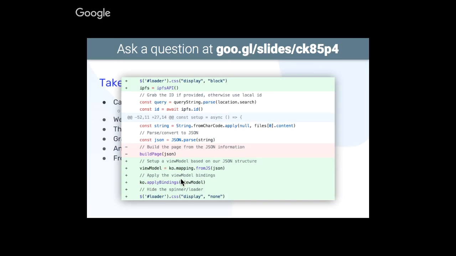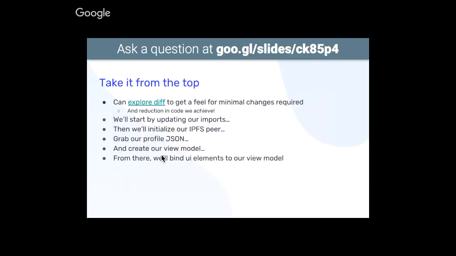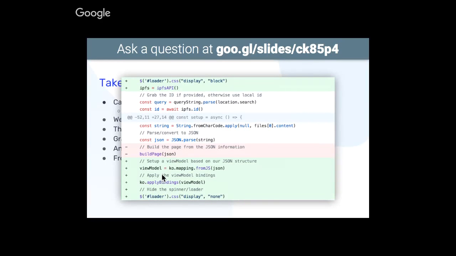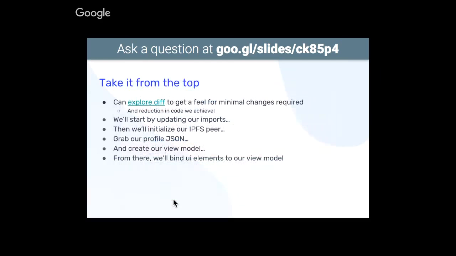Notice that we've also removed the call to build page, and we've actually completely deleted that build page function, because now we're going to use Knockout.js bindings to do all of the UI stuff for us. And so that's pretty much it. These are the two important additional lines of code, and then we just turn the spinner off once we've actually set everything up. So from there, we'll actually start to bind the UI elements to our view model.